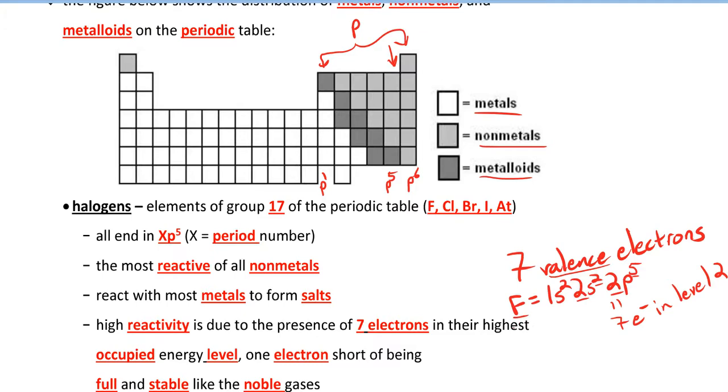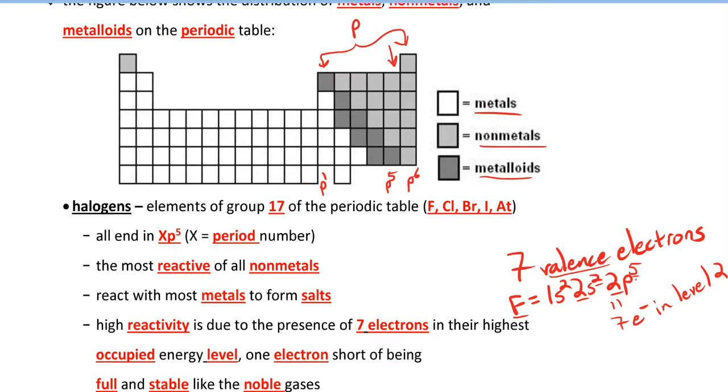I didn't want to do chlorine because the configuration is too long for this example. But anyway, that 7 valence electrons is really important because it means that this element is very, very close to having a full highest energy level, and that is the goal in life of every element, to have a full highest energy level.